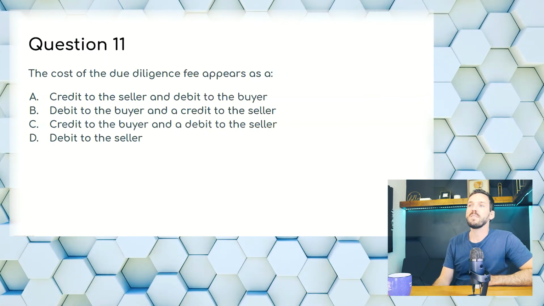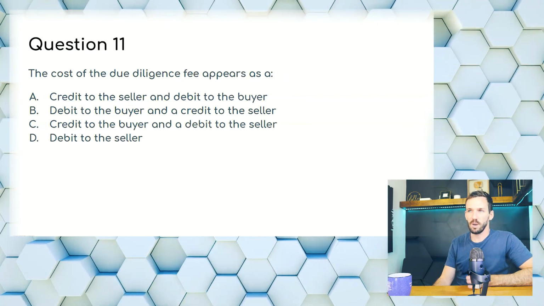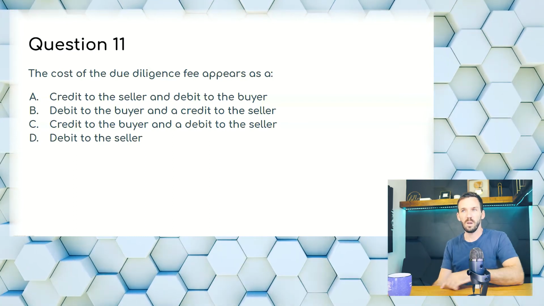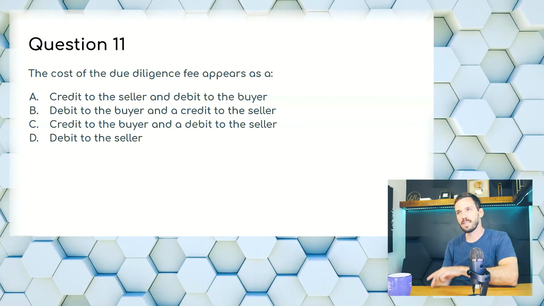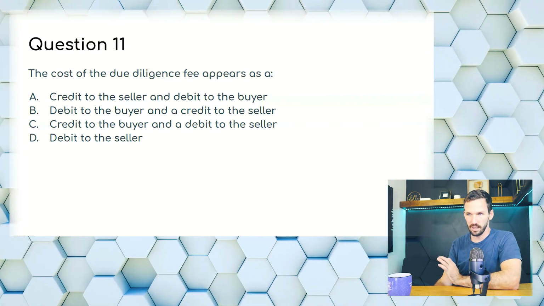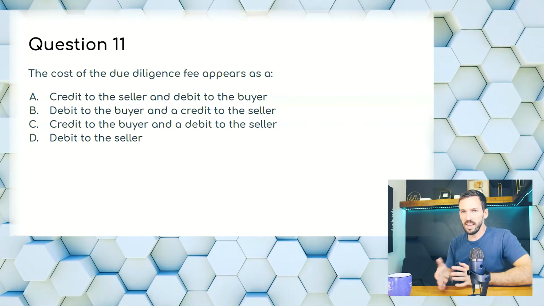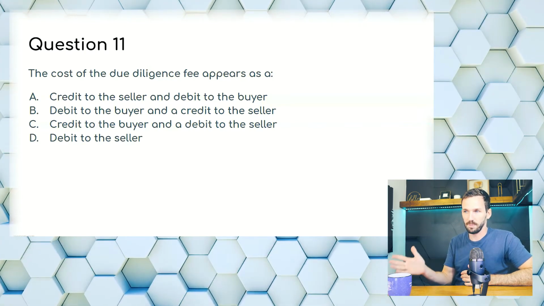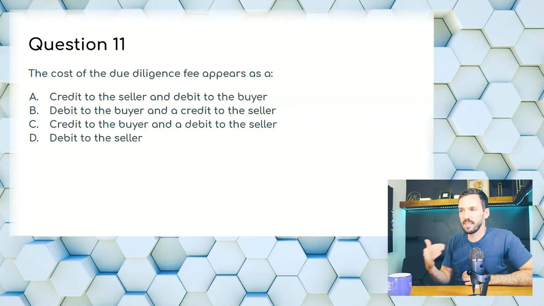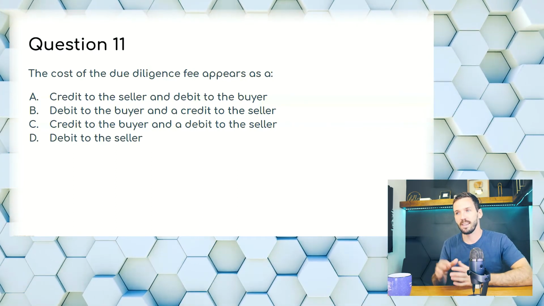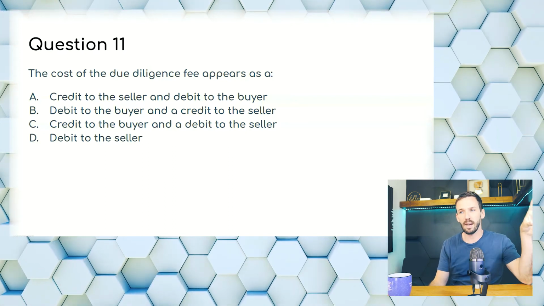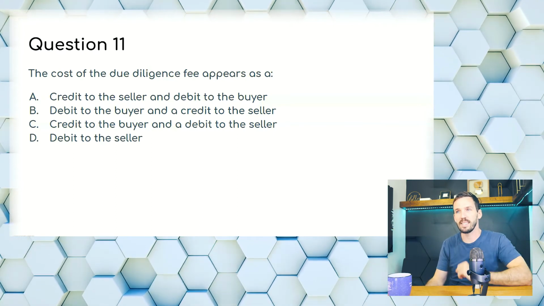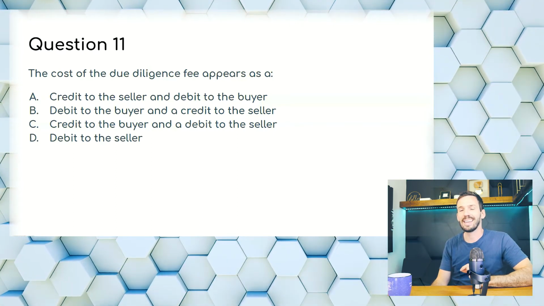Question 11. The cost of the due diligence fee appears as a credit to the seller and debit to the buyer, debit to the buyer and a credit to the seller, a credit to the buyer and a debit to the seller, or just a debit to the seller. So this is just like the earnest money question that we had previously. The due diligence is paid in the beginning up front. Therefore, it's now a credit to the buyer and goes towards the closing cost. It debits the seller because they got that money up front, but now need to deduct it from their home sales price at the end, right? So C is the answer. Credit to the buyer and a debit to the seller.